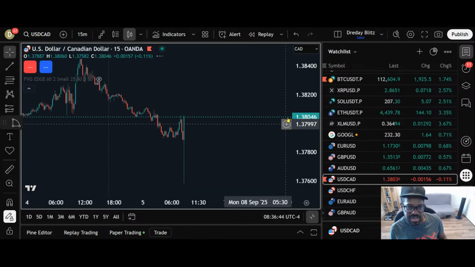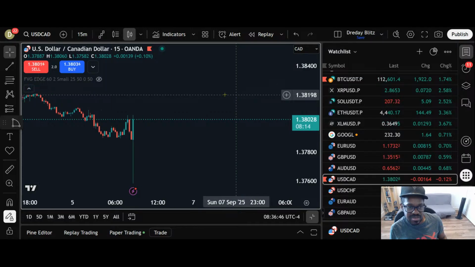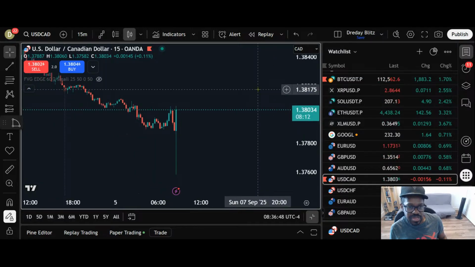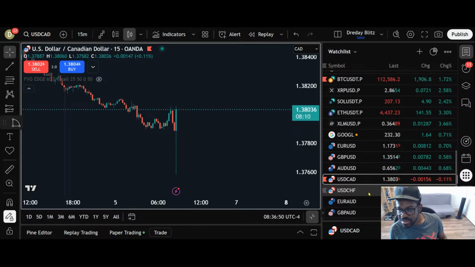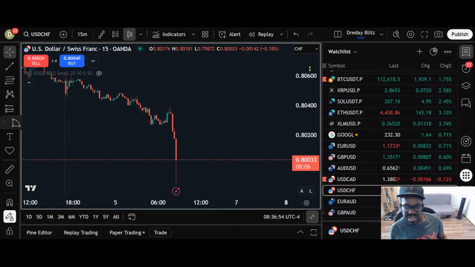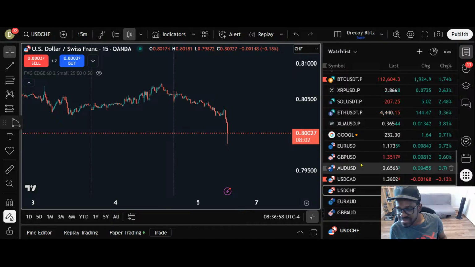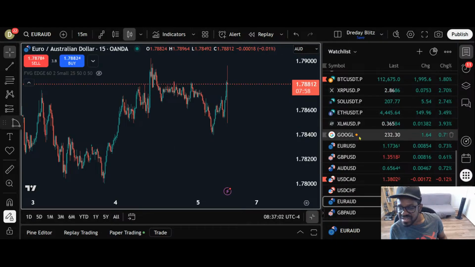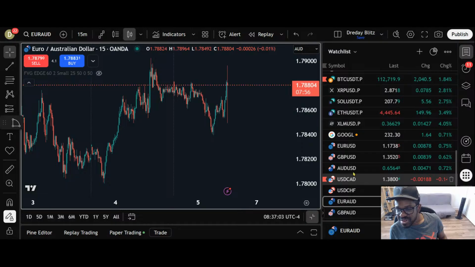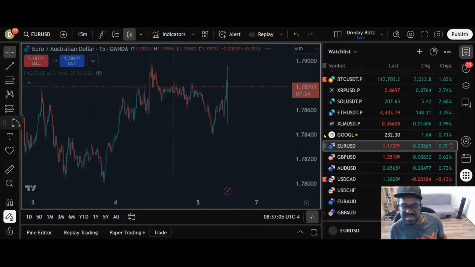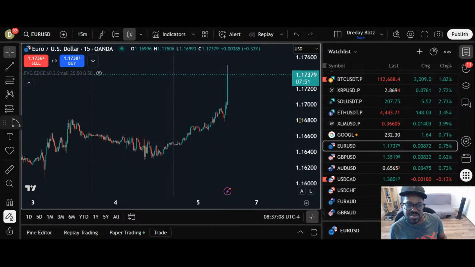USD CAD should be bearish. Should be consolidating a little bit because I think CAD didn't have good news either. But anything else that is against the USD, or USD Swiss, going down. Euro USD going up.